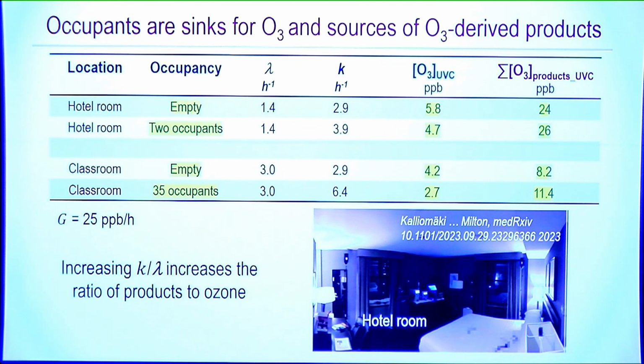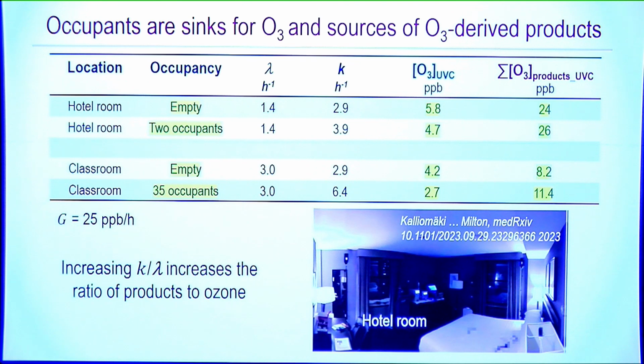And for the products, and this is the combination of gas phase and condensed phase products, we estimate a concentration of net products of about 24 ppb. So in this case, you see the net concentration of the products is substantially larger than the net concentration of ozone itself, speaking about what's resulting from the use of the UVC.